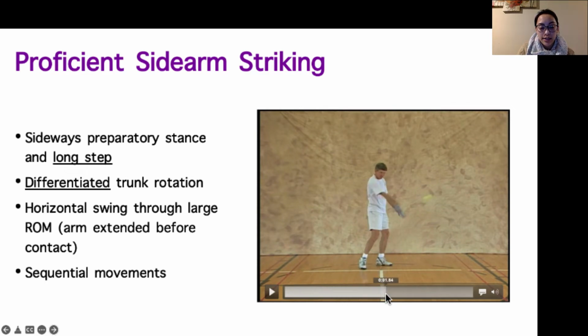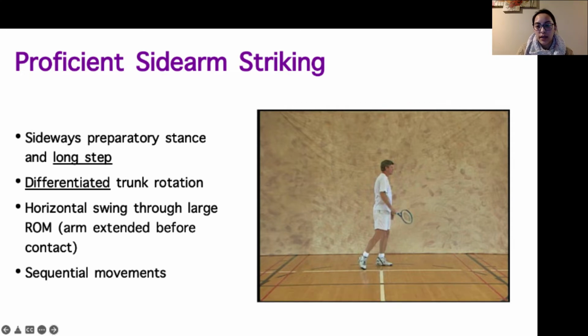In this particular example, he didn't really take that longer of a step, but I think what we can get from this is that he's got more sequential movements in his upper body, has a more coordinated use of his rotation in his body. So overall, we see a little bit more of a smoother movement pattern in terms of the sidearm strike.